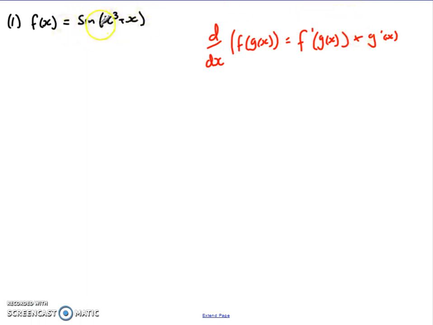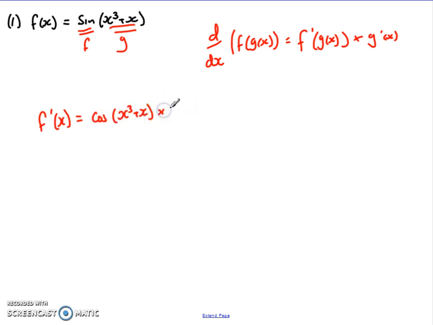So if we were looking at this one here, the outer function part, the f of x part, would be the sine. The inner function, the g of x, would be equal to the x cubed plus x. So when we're working it through, we have to bear that in mind. So our derivative, our f dashed of x in this case, we start by taking the derivative of sine, so that would be equal to cos, so it's cos of x cubed plus x.